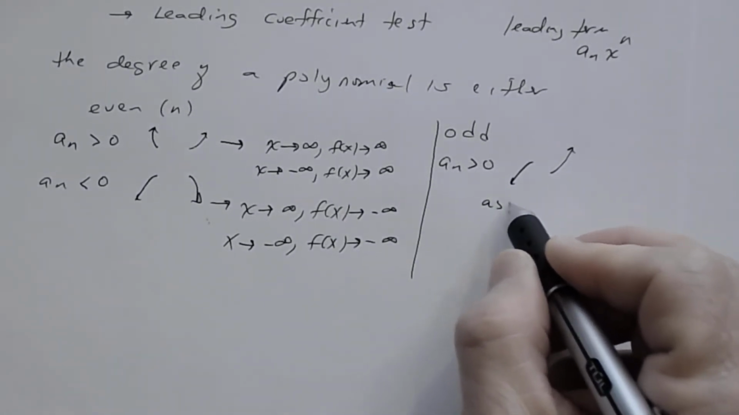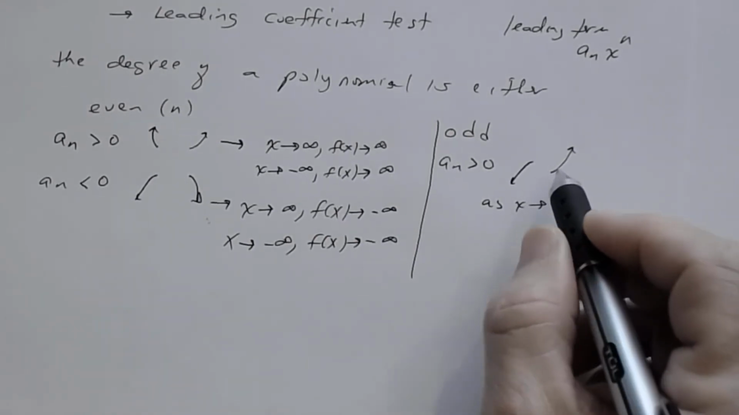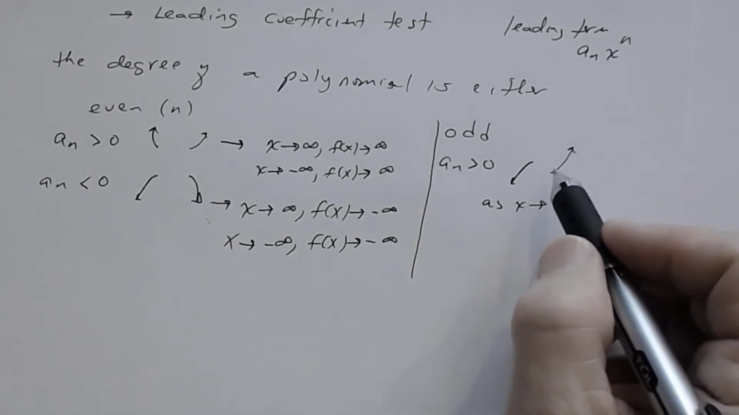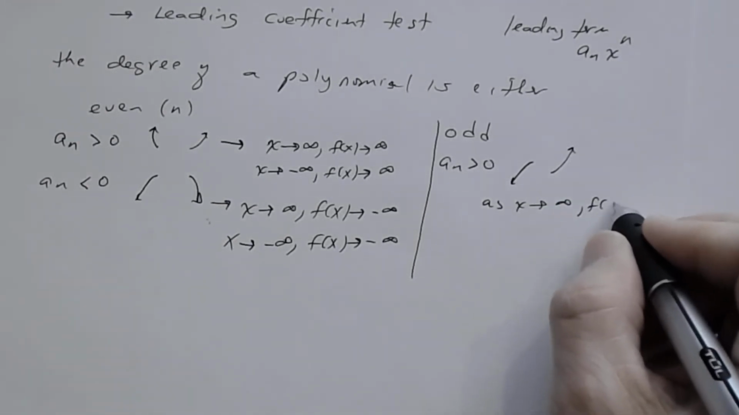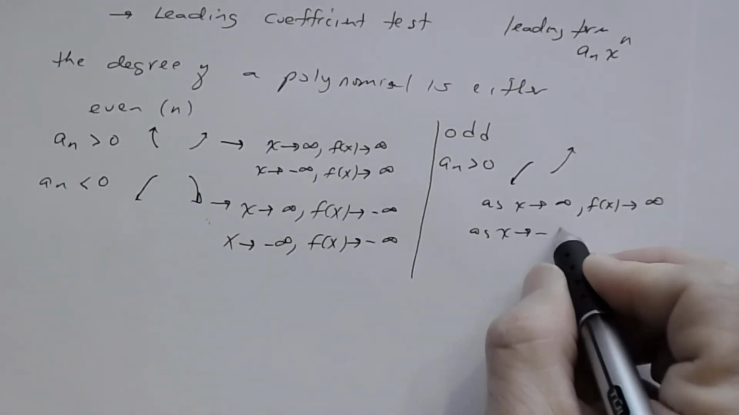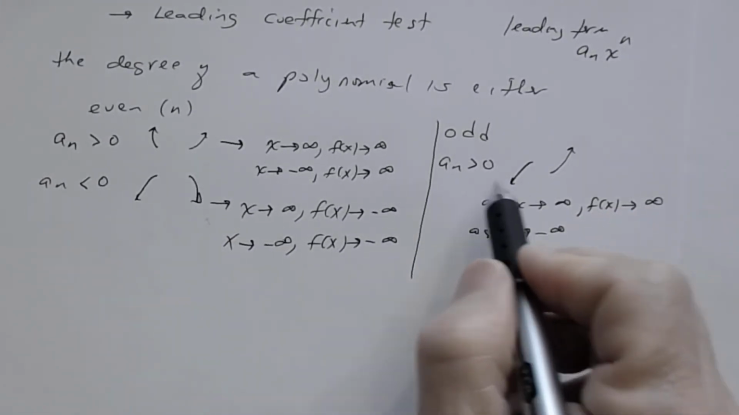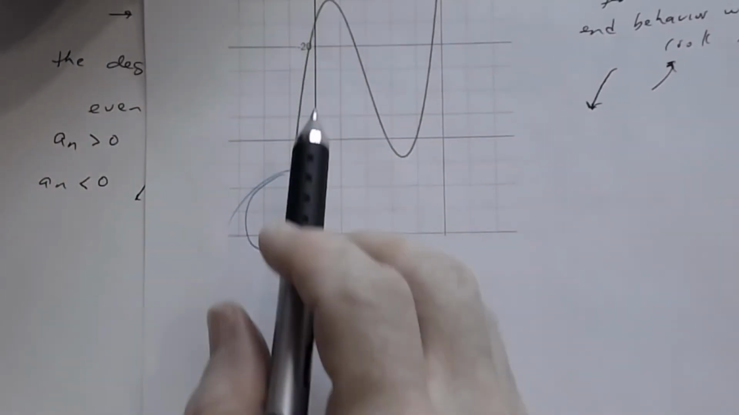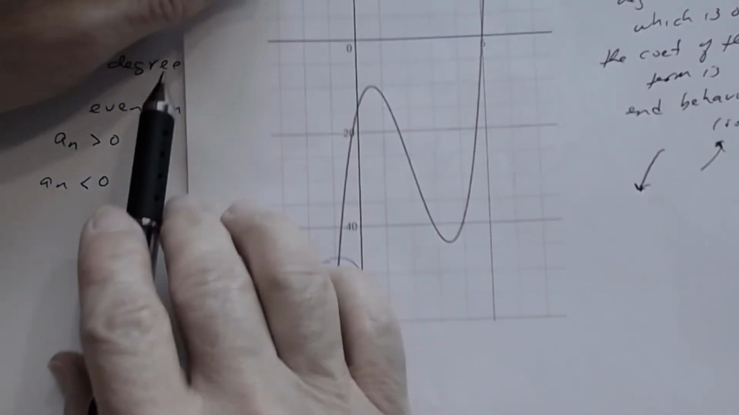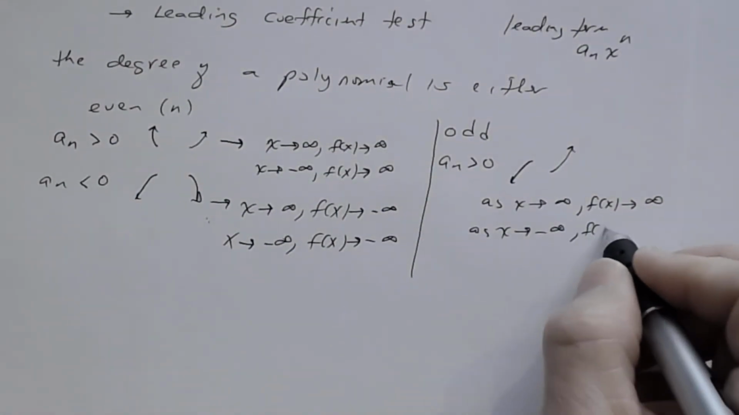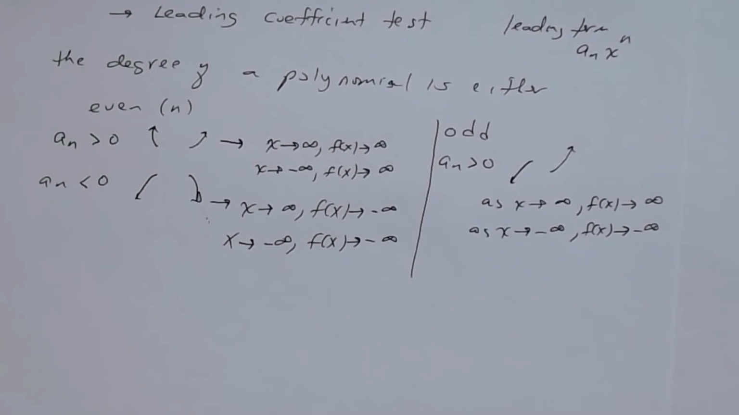As x approaches infinity, so x gets bigger and bigger and bigger, what are those y values doing? Those y values are approaching positive infinity. So f of x approaches infinity. As x approaches negative infinity, so if I go this way, it's kind of easy to see. As x gets more negative, what's happened to those y values? Well, those y values are getting more negative as well. They're pointing down. So f of x approaches negative infinity.